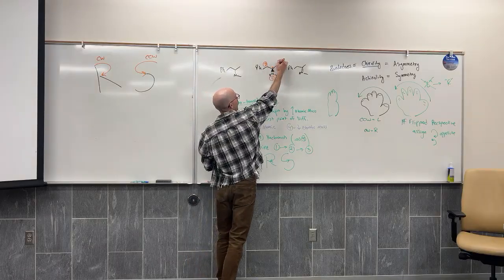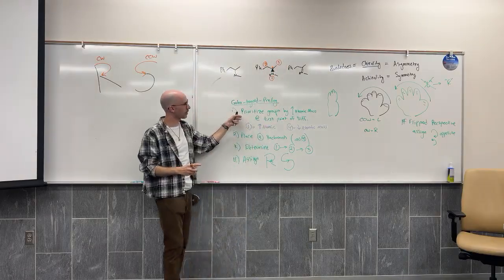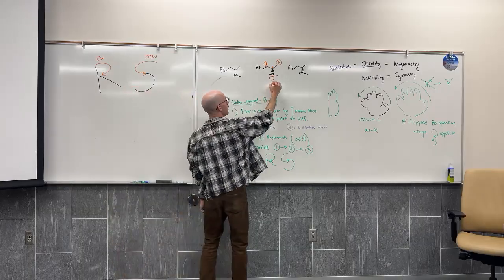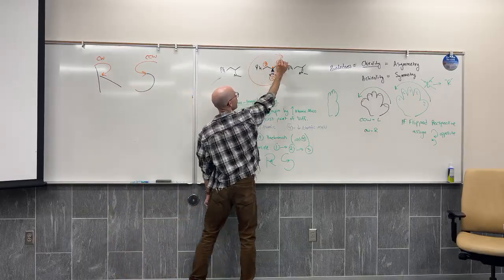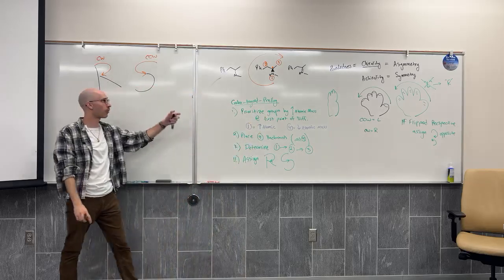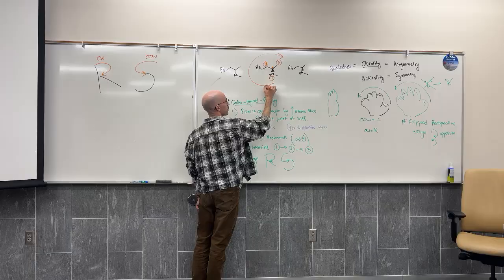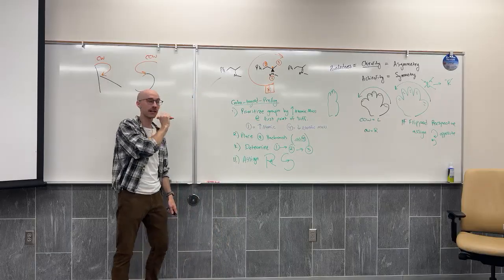Priority 2, priority 3. Hey, look at that. Priority 4 is already pointed away. So rotation from 1 to 2 to 3 is clockwise. This is an R absolute configuration carbon.